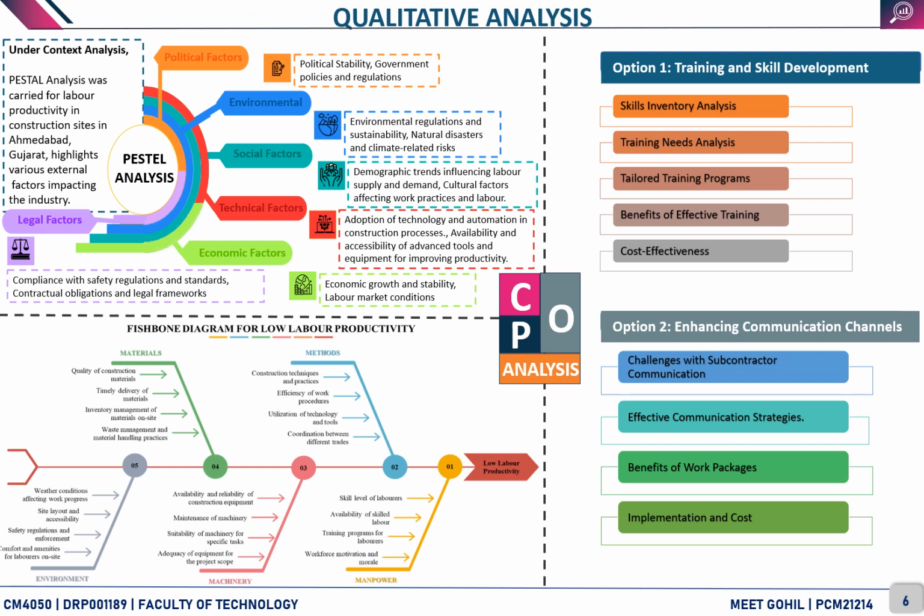For option analysis, there are two options proposed. First is training and skill development, and second is enhancing communication channels. In order to improve the option and explore the option of training and skill development, it is divided into further 5 bifurcation, namely skills inventory analysis, which conducts an assessment to identify existing skills and competencies within the workforce and determining the gaps between required skills and availability of the skills.